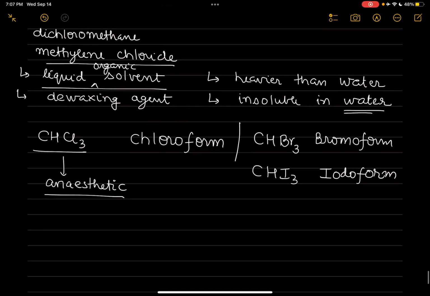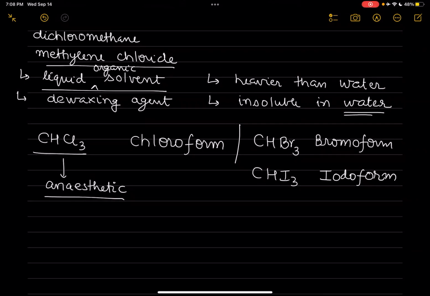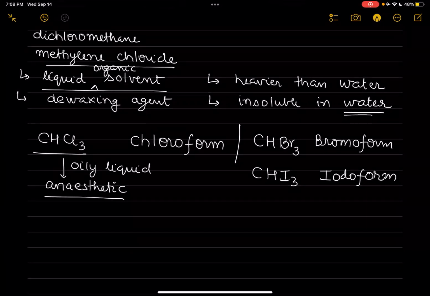Vapors of chloroform make us unconscious. It is an oily liquid.